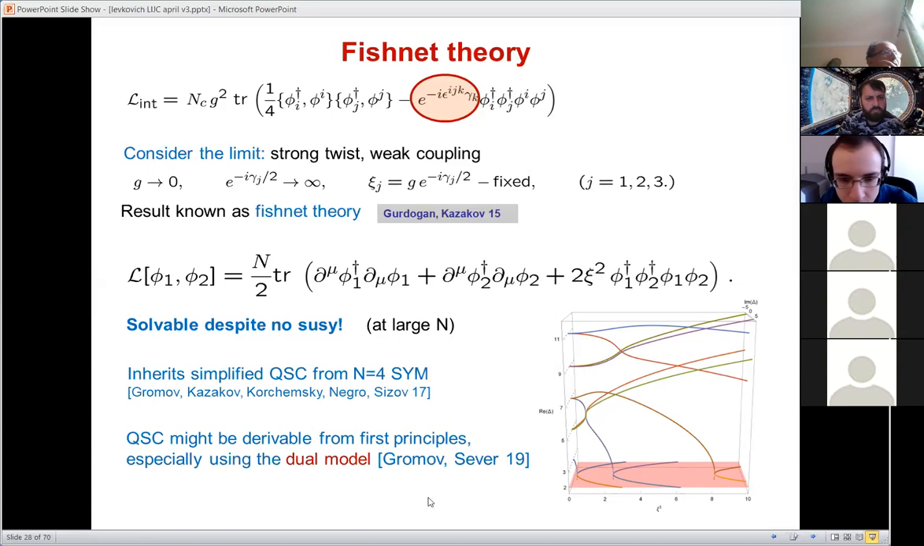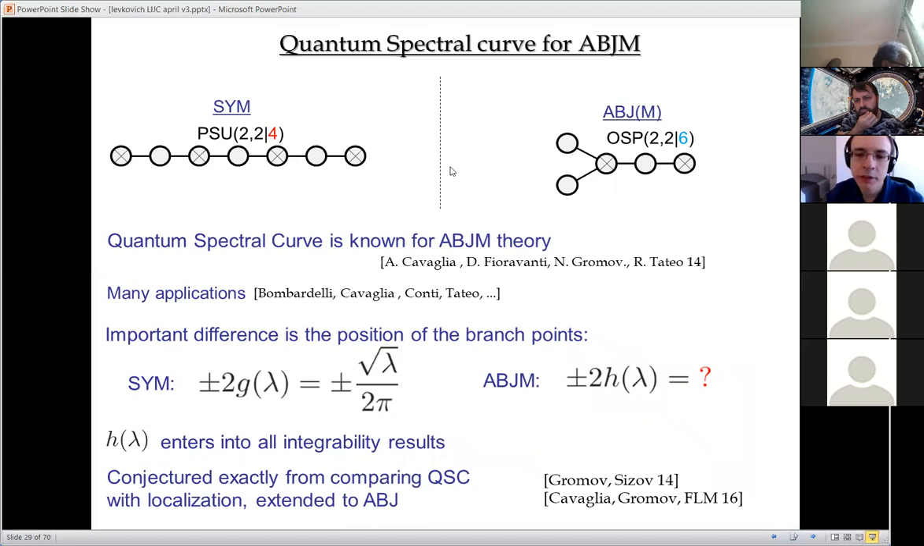So there is much to be done here, and it's, in my opinion, a very important and exciting area of research. Another extension of the quantum spectral curve is ABJM theory that was already mentioned. That's a three-dimensional Chern-Simons matter theory with N=6 supersymmetry, which was known to be integrable. And again, all the same steps were implemented and the quantum spectral curve was found.